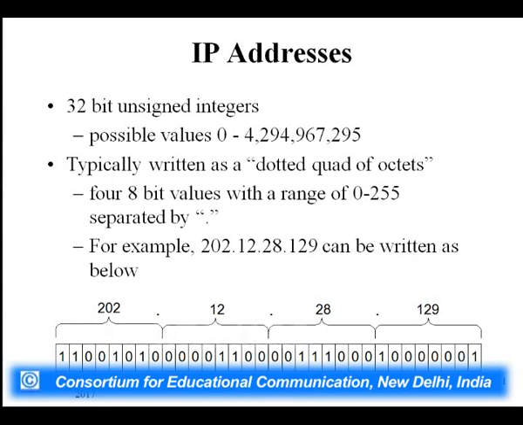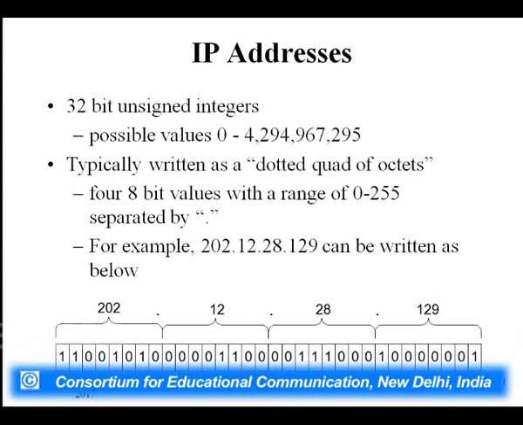So given an IP address, look at this before we understand that. It is a 32-bit unsigned integer, the sign doesn't matter. If it is 32-bit, the possible values will be from 0 to 4294967295. It is a big range. Typically, the writing style of this IP address is dotted quad octets. That means there are four octets, 8-bit numbers. So we have four 8-bit values out of 32: first 8, then second 8, then third 8, then fourth 8. So we have four octets, and they are separated by a dot.